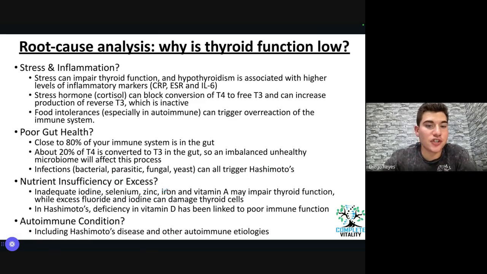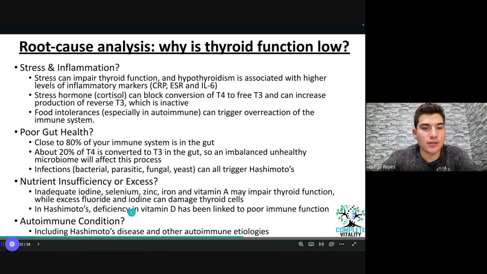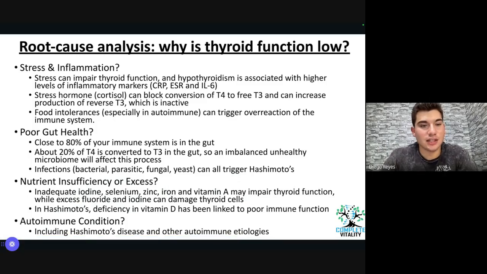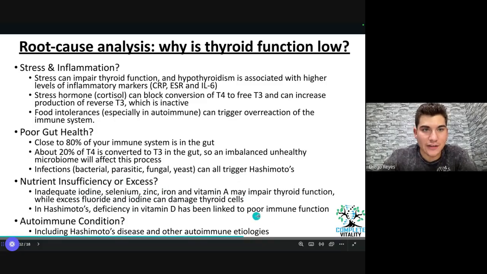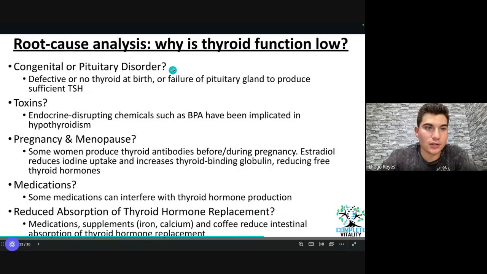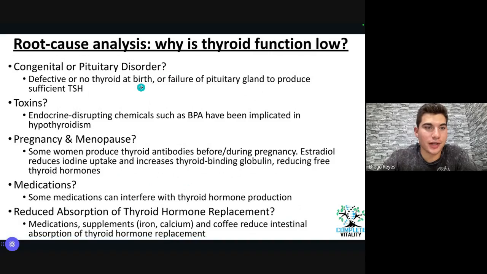Nutrient insufficiency or excess: inadequate iodine, selenium, zinc, iron, and vitamin A can impair thyroid function. And then excess fluoride and iodine can damage thyroid cells. Fluoride comes from tap water and different products that you may be using. In Hashimoto's, deficiency in vitamin D has been linked to poor immune function. That's why everyone suggests vitamin D if you have Hashimoto's. That's also why your thyroid function is low: you have Hashimoto's. And if you have no thyroid, you obviously have low thyroid function and you need medication.